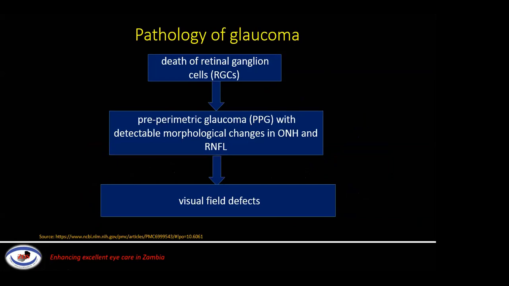So pathology of glaucoma, we know that glaucoma is a degenerative progressive disease. So what usually happens is that there will be death of the retinal ganglion cells, and this will lead to detectable morphological changes in the optic nerve head, and also there will be thinning of the retinal nerve fiber layer. At this stage, we can say that this is the stage where pre-perimetric glaucoma is at. Then as the disease progresses, there will be visual field defect plus the other optic nerve and retinal nerve fiber layer changes.